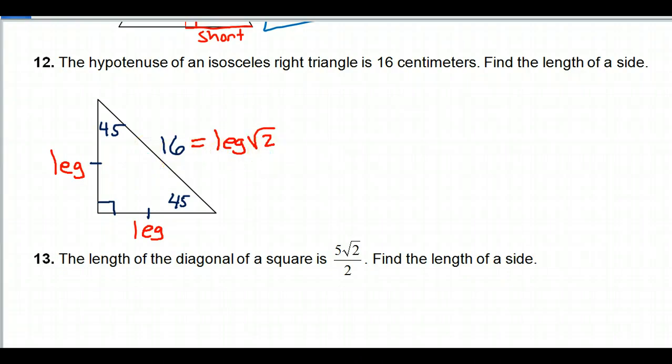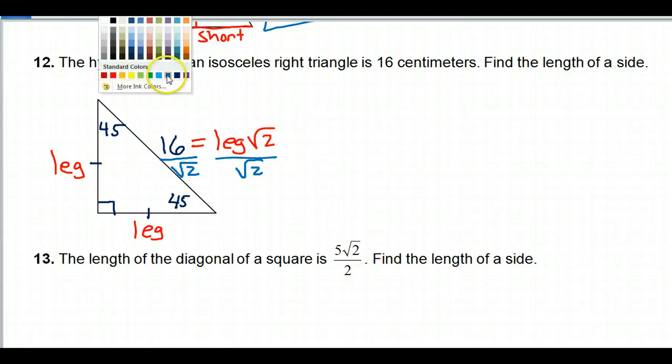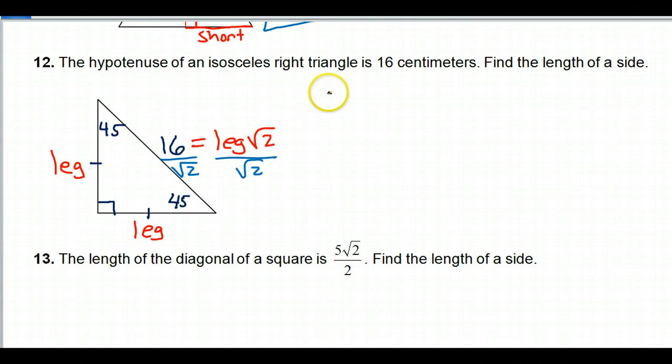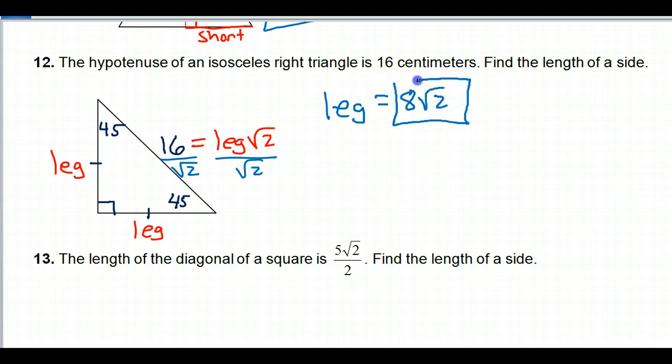This is an equation I can solve by dividing both sides by root 2. So that's going to give me that the leg equals 8 root 2. And that's what we were being asked to find, the legs. So we're done with that one.